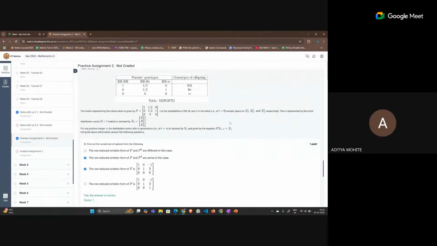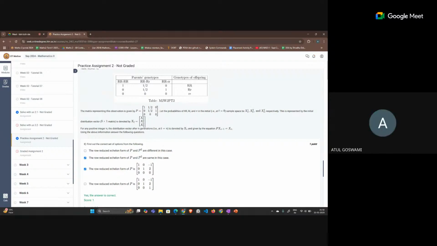Okay, understood, sir. Sir, this x naught, this x vector will be the variable vector, right? It won't be the b vector, right? No, the variable is this. Okay, understood. Got it.